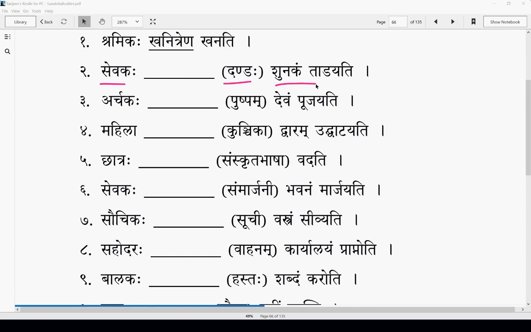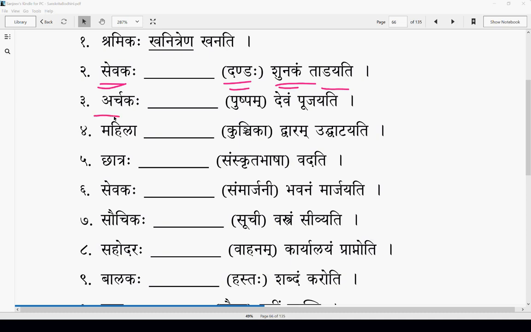The servant beat the dog with the stick. But we generally want to go through quickly just the meanings of the words, not the sentences. People should understand the meaning of the sentence if you know the words. Sevakaha, servant, dandaha means stick, shunaka, dog, tadayati is beating, beats.